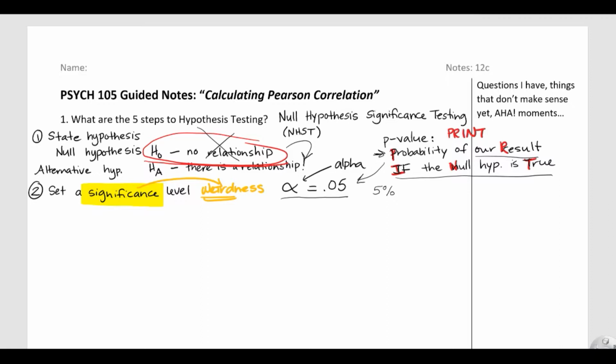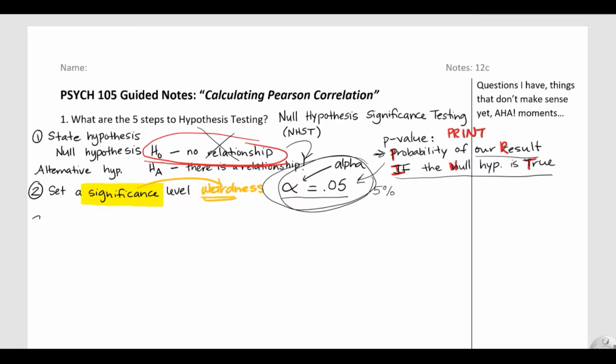So step 2, setting the significance level. And in this class and generally, that's always going to be this 0.05 or 5%. Somebody at some point decided less than 5% is so unlikely, I don't think it's true. I think the alternative is true.